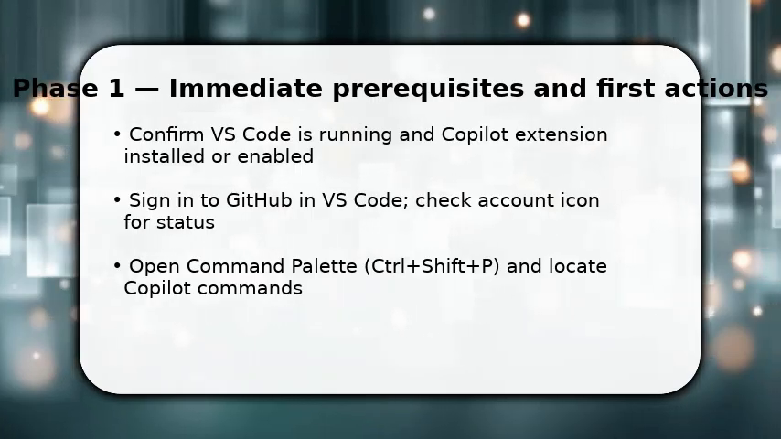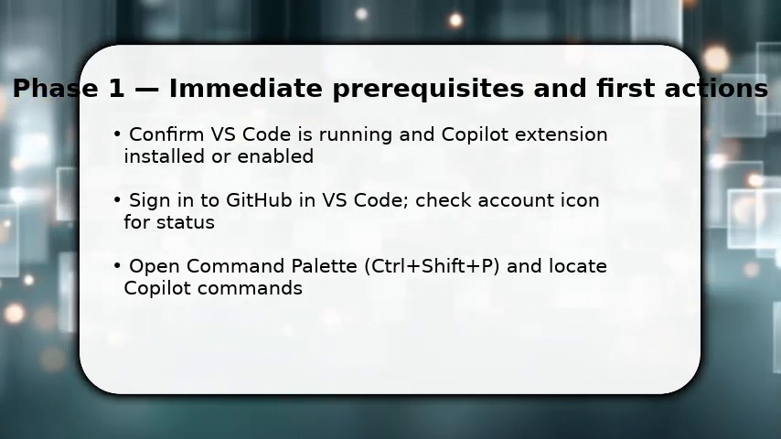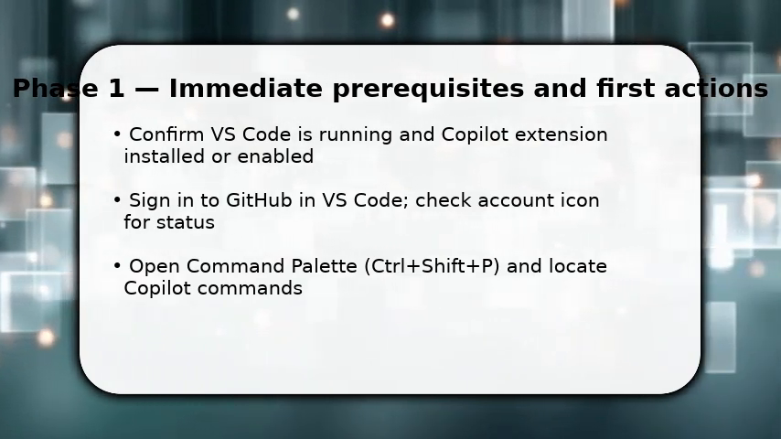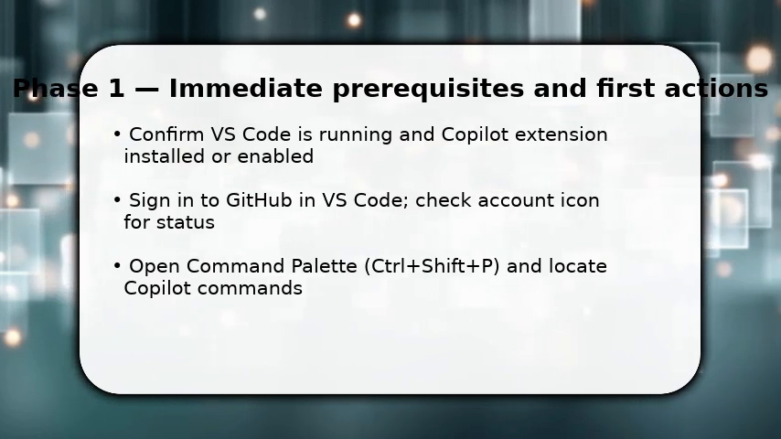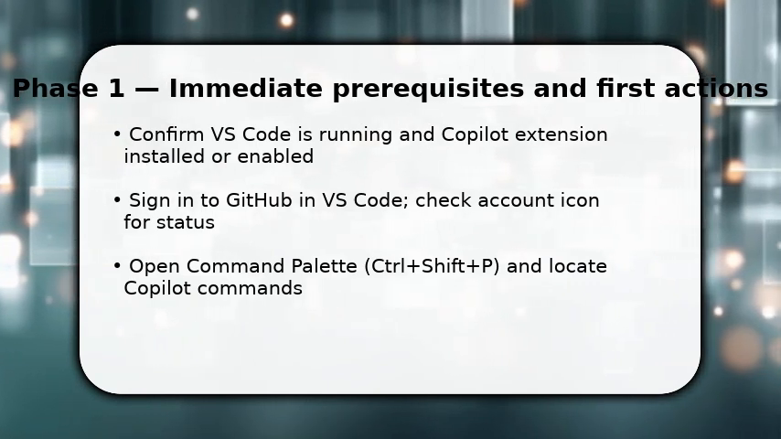You've already opened VS Code and signed into GitHub. Now begin. First, confirm the Copilot extension appears in the extension sidebar and is not disabled. Once done, open the command palette with Ctrl plus Shift plus P and type Copilot to reveal primary commands.